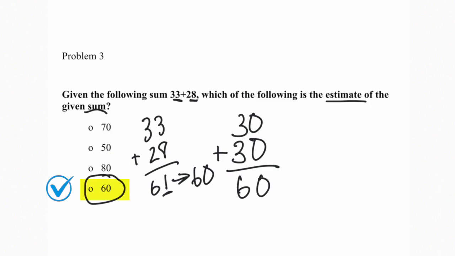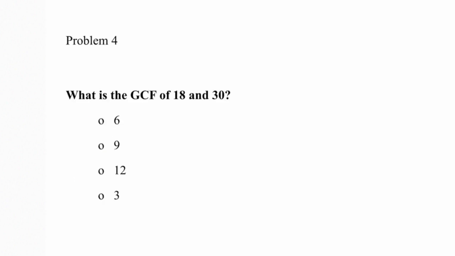Great! You've made it to the last problem. Problem number 4. What is the GCF of 18 and 30? GCF stands for greatest common factor. We have to start off by finding the factors of 18.